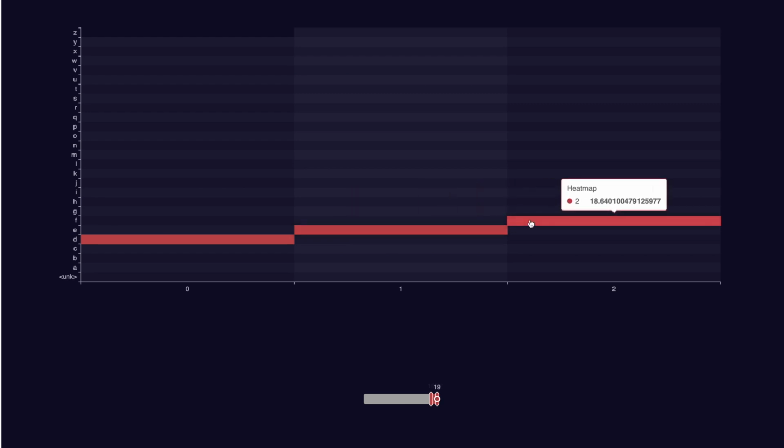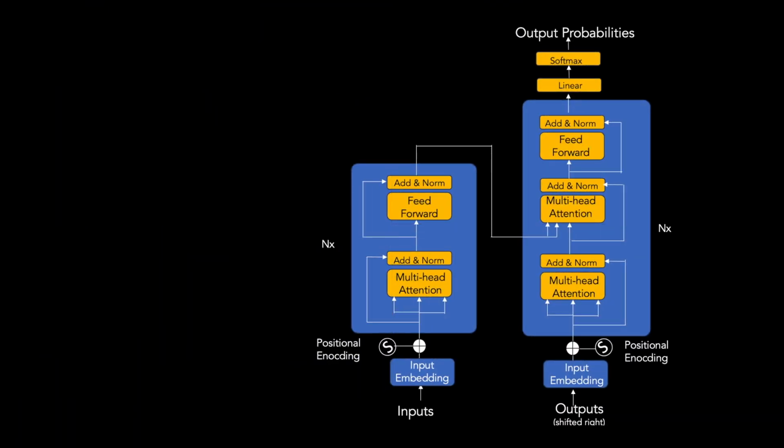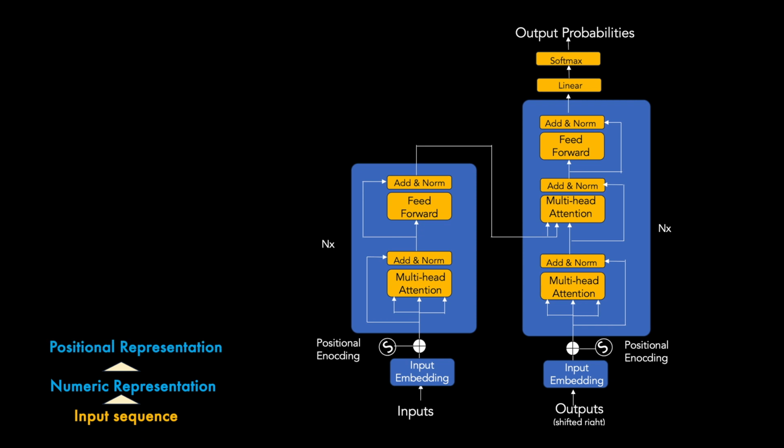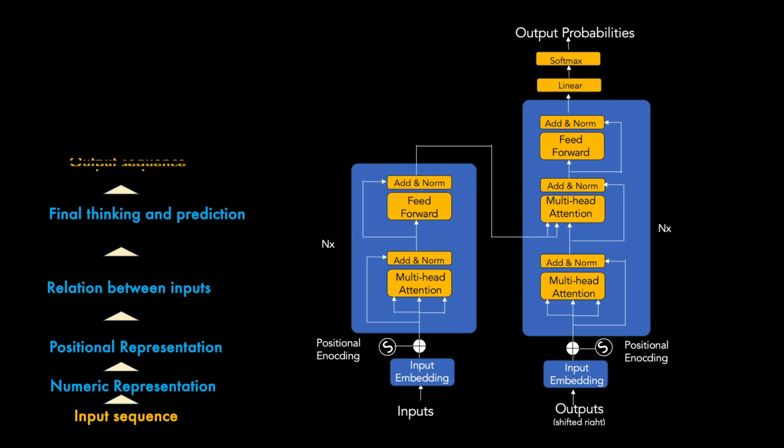So let me summarize what you have seen till now. The input embedding layer helps convert text into a numeric representation. The positional encoding layer gives a positional representation for each input. Multi-headed attention helps in determining the relation between different words. The feed-forward layer does the final thinking and makes the prediction of the next words in the sequence.